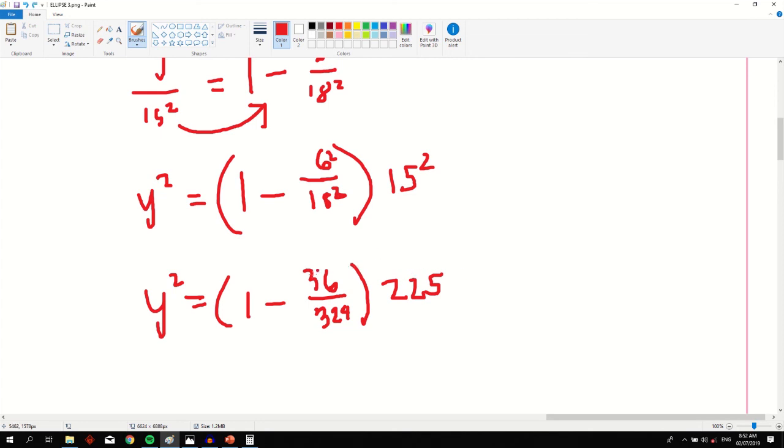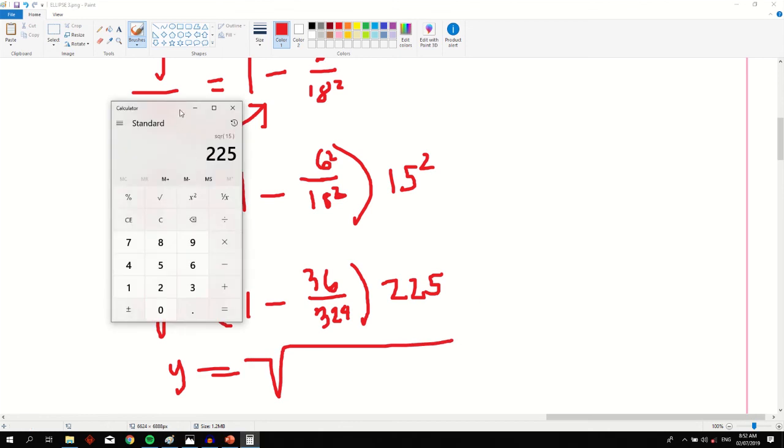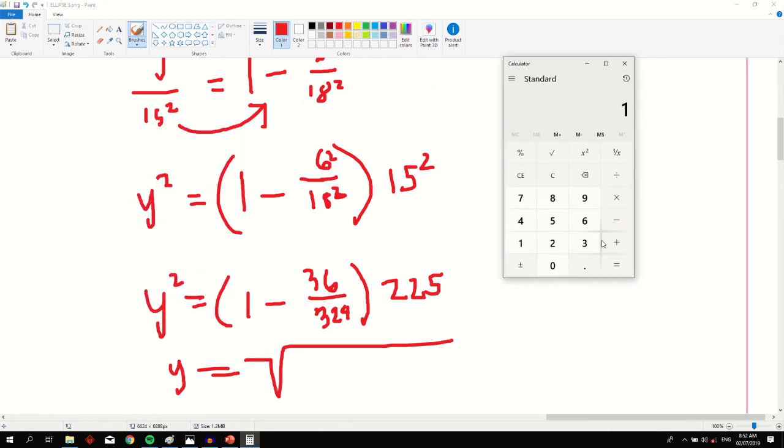No, we can minus this one, then multiply that one, then we square root it. So okay, just like that. Okay, no, we will first do this one. 36 over 24, 6 divided by 324 is equals to 0.1111. Okay, so we will copy that, and 1 minus 0.1111 is equals to 0.8888 times 225 is equals to 200.